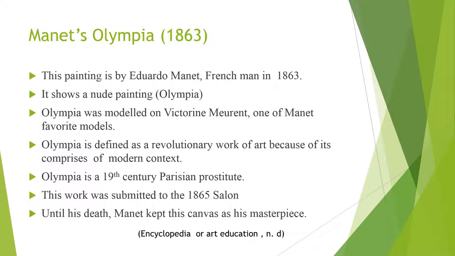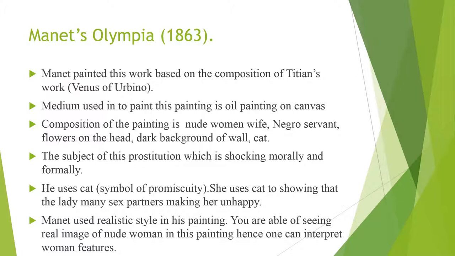So looking at the various things that were included in the painting, we found that the medium used was oil painting on canvas. The composition of the painting is the nude woman, a Negro servant, flowers on the head, the dark background of the wall, and the cat. The subject was prostitution, which is shocking and morally formal. They use a cat, which is a sign of immorality. It uses a cat showing that she may have had many men as sex partners.